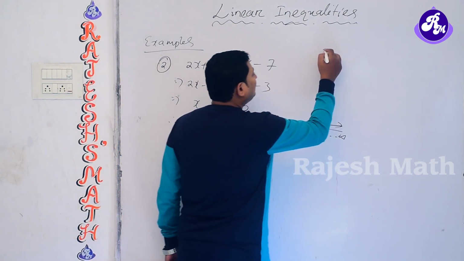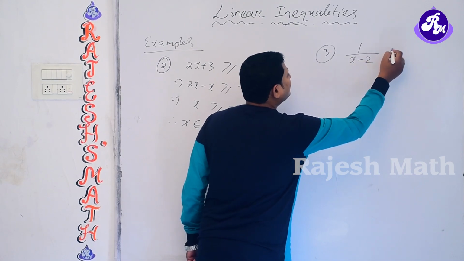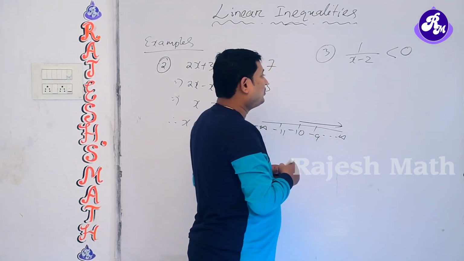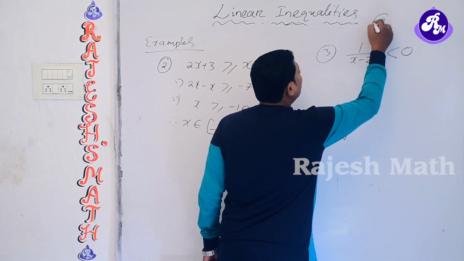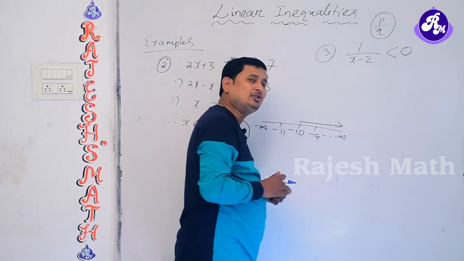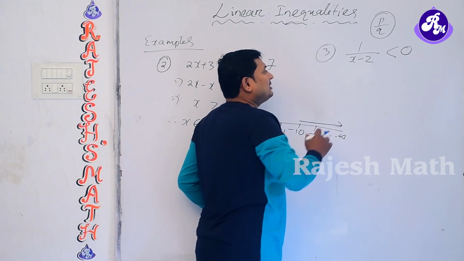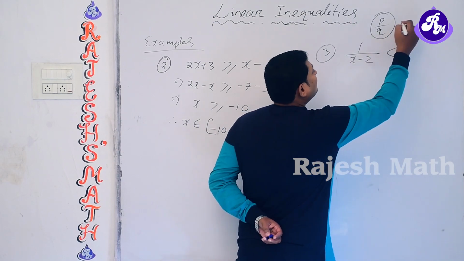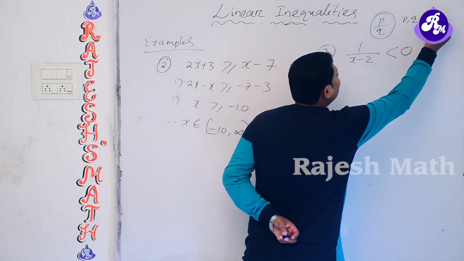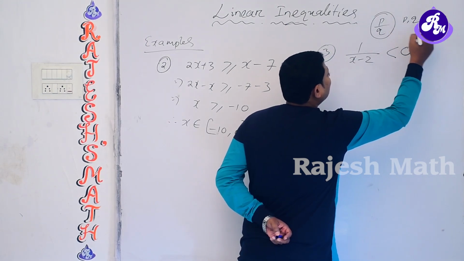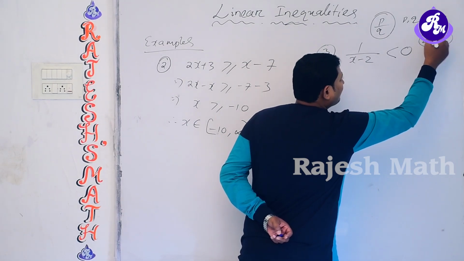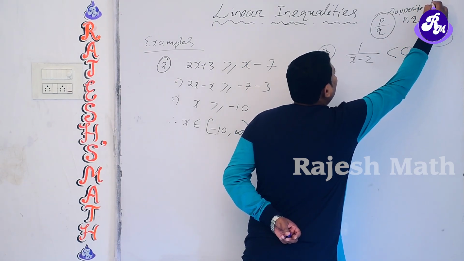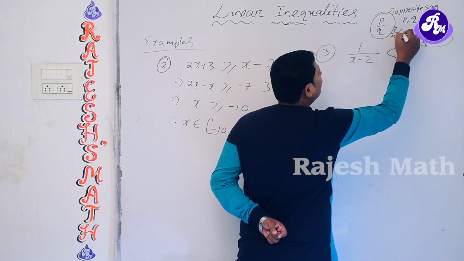Next, moving towards example number 3, suppose 1 by x minus 2 less than 0 is given. See, 1 by x minus 2 is in the form of p by q, and p by q less than 0 means negative. Now consider the situation where p by q is less than 0, that means numerator by denominator comes as negative. If p and q have the same sign, then p by q is always positive. But if p and q have opposite signs, then p by q is less than 0.